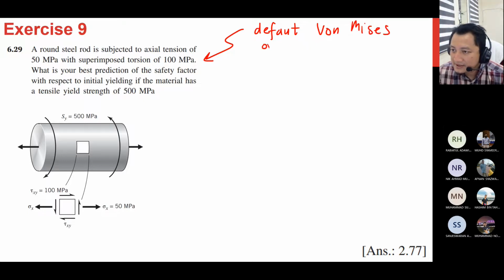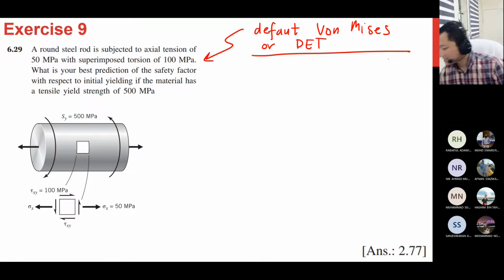Or distortion energy theorem. It's widely known in the engineering world. The default failure criterion that a lot of engineers use is von Mises. So this is the last question in our design for static. After this we can do the test.